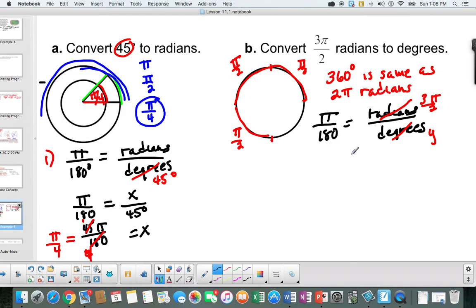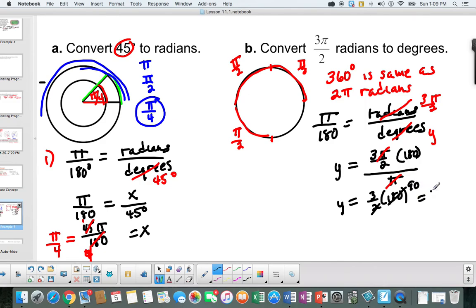We're going to cross multiply and solve for y, so y equals 3 pi halves times 180, multiplying these two numbers right here, and then dividing by pi. Now what's nice is there's a pi in the numerator and a pi in the denominator that we can reduce, and therefore y is equal to 3 halves of 180, and we can do a little bit more reducing, and the answer is 270 degrees.